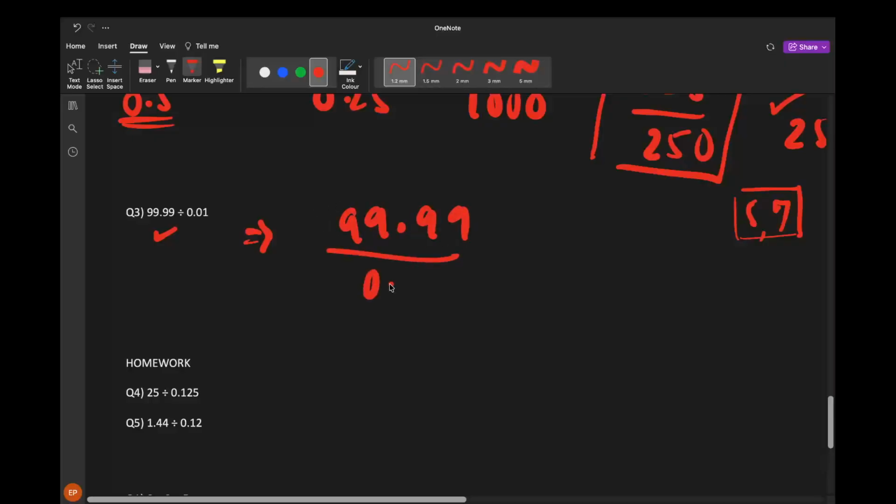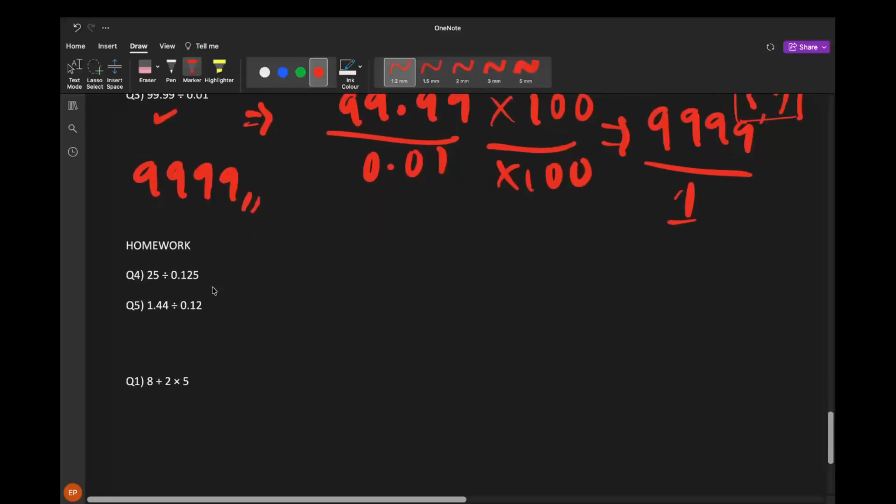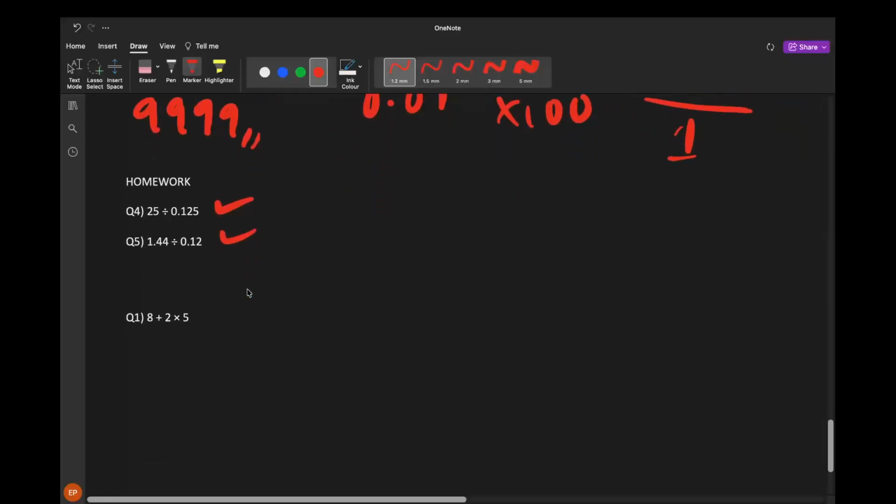99.99 divided by 0.01. Both have the same number of digits, 2 digits, right? So 2 zeros. So the upper part will become 9999 after multiplication. I am not doing the multiplication part because we already learned it in the previous operation, so try to do it on your own. This will become 1. So 9999 divided by 1 will give the answer 9999. Take these two as homework. We are done with addition, subtraction, division, multiplication.